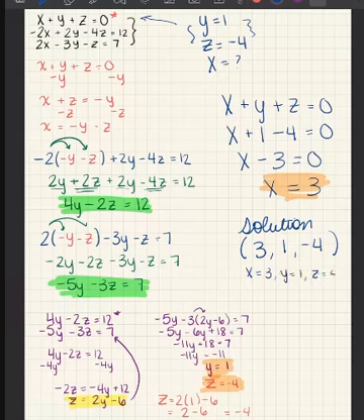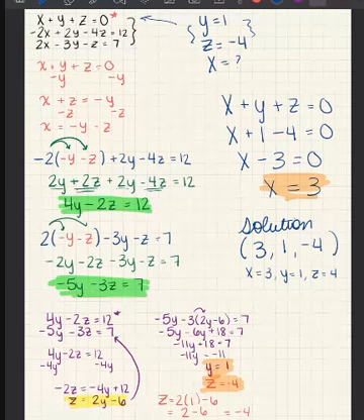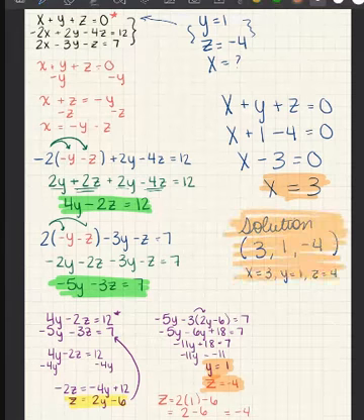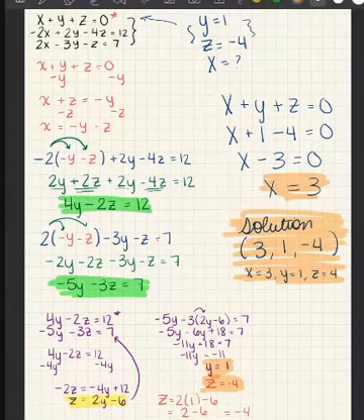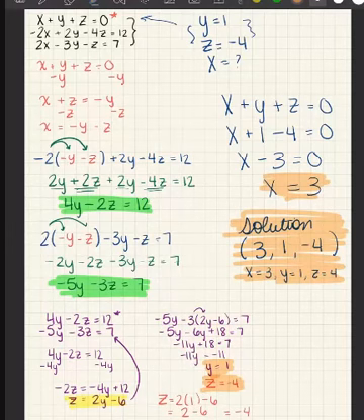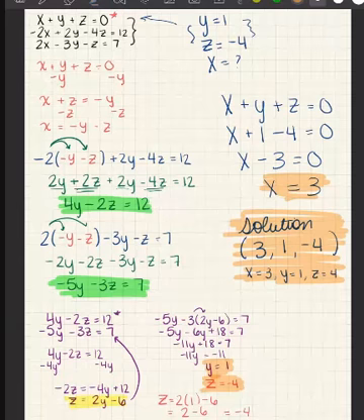Don't forget, you also could write it out like this if you preferred. Both of those are valid ways to say what your solution is. And that's it. That is 3 by 3 systems with substitution. If you have any questions, let me know.